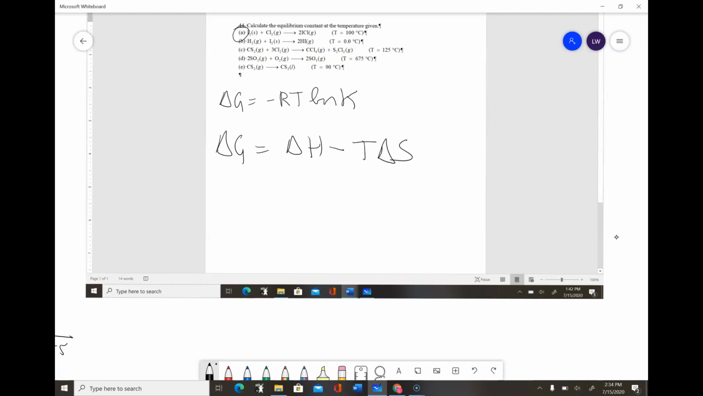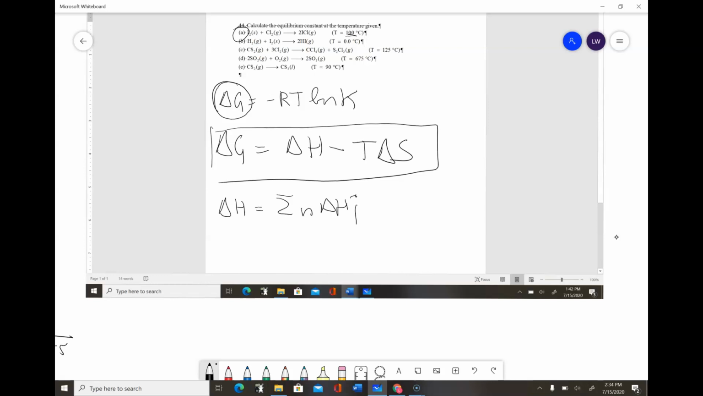So what I'm going to do here is I want the K at 100 degrees Celsius. Now the fact that this is not at standard 25 degrees Celsius means that I'm not going to be able to get delta G directly for this reaction from the tables. I'm going to have to calculate delta G using this formula. So what I'm going to do is calculate the delta H by taking the sum of the standard heat of formations of my products, and then I'm going to subtract from that the sum of the delta H of formations of my reactants.